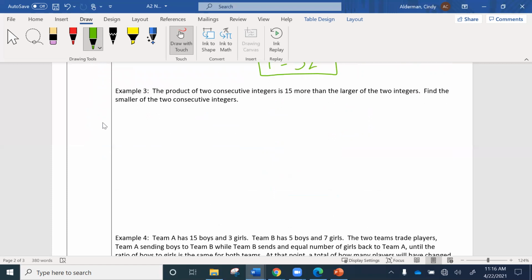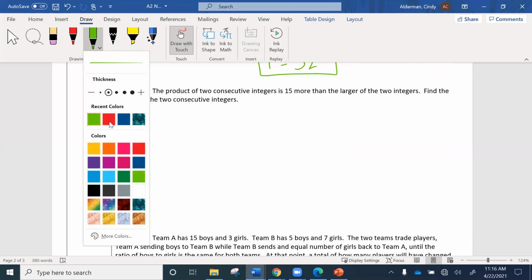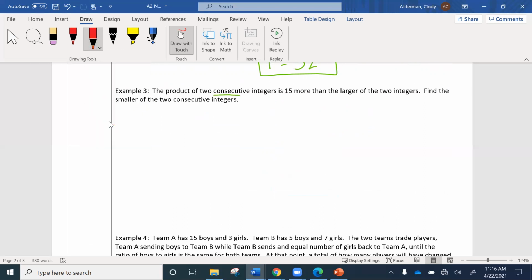Here's another example. I'm going to point out some vocabulary to you here. They use this word consecutive quite a bit on the SAT. So consecutive integers are integers that are next to each other.